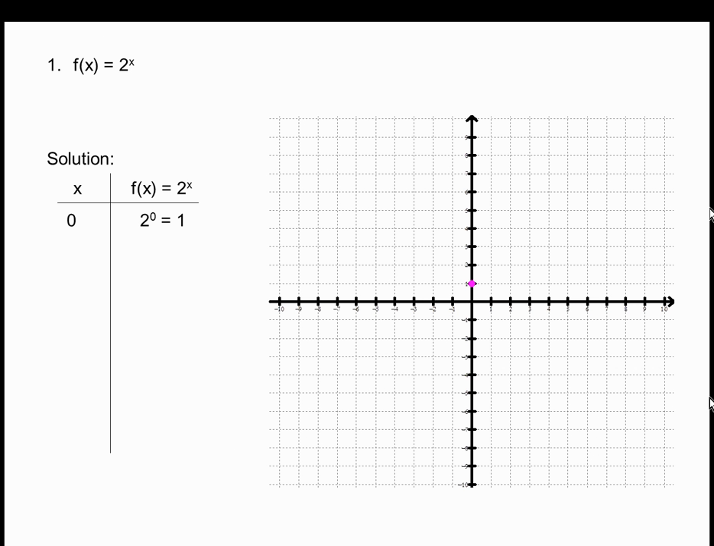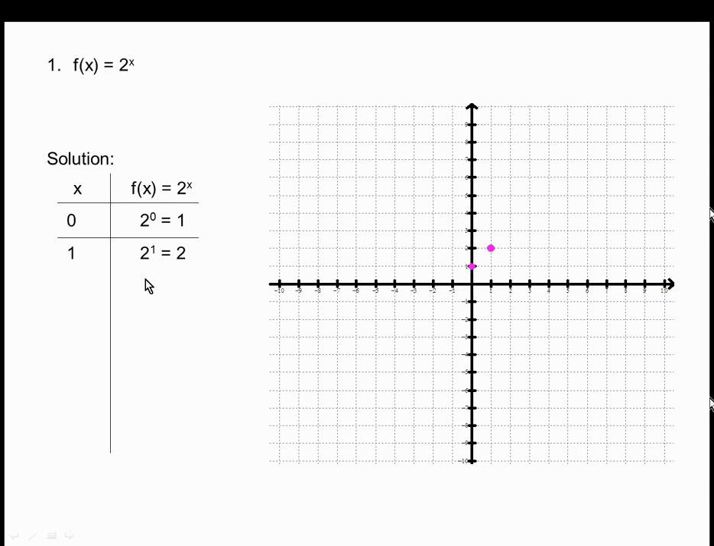Now remember, anytime you're trying to graph something other than using your graphing calculator, we just make a little table of values. So I start with x being 0, and 2 to the 0 is 1. So I got 0, 1. Remember, anything to the 0 power is 1. That's kind of an interesting observation. So no matter what the base is, a to the 0 is going to be 1. They're all going to pass through 0, 1.